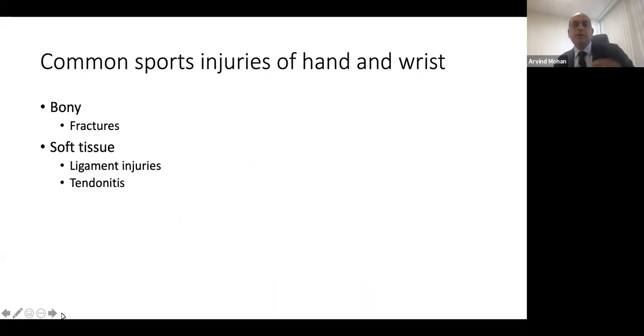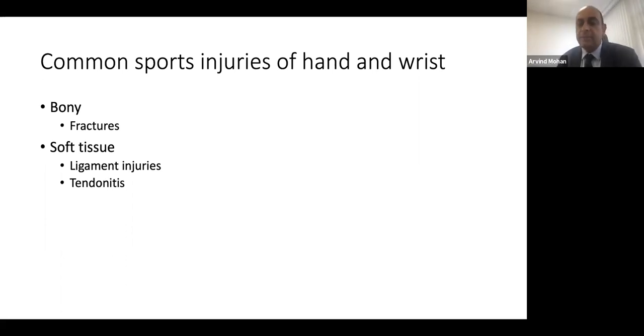In terms of broad classification, the sports injuries we see in the hand and wrist can be classified into bony injuries and soft tissue injuries. What I have seen in my practice is usually a lot of soft tissue injuries, in a spectrum of patients from professional sportsmen to weekend warriors. So you'll see different sorts of injuries in the different groups, but nonetheless the classification of these injuries pretty much remains the same.